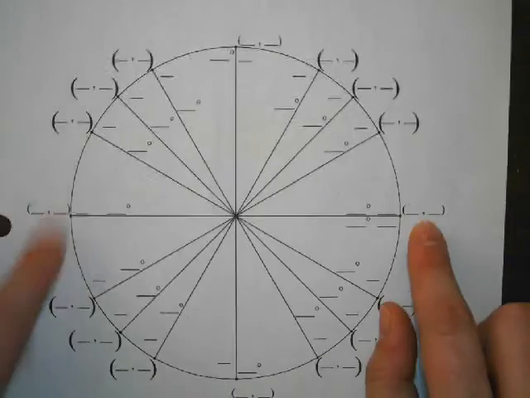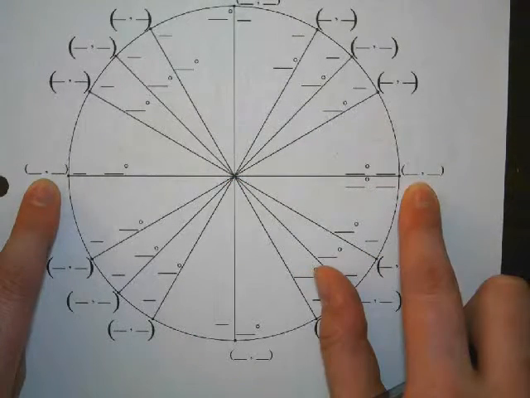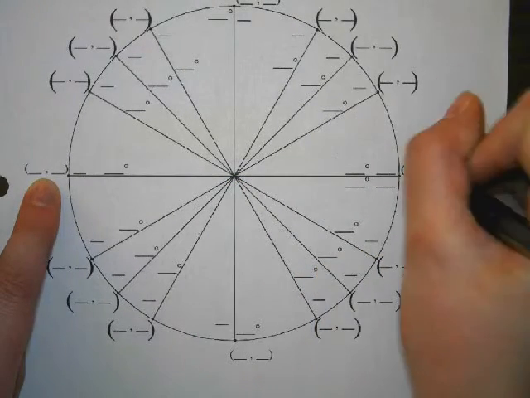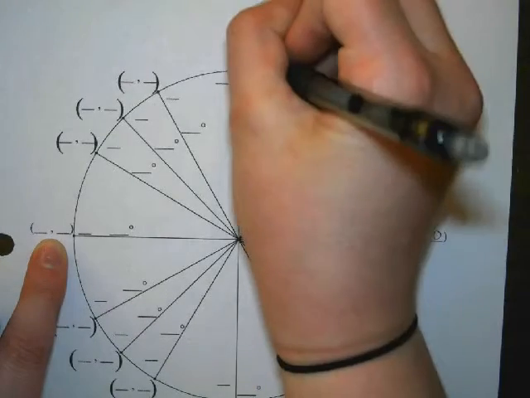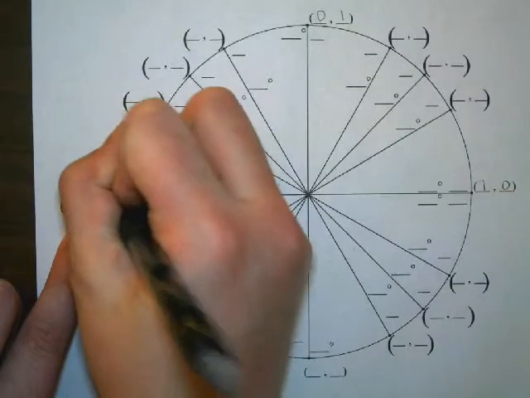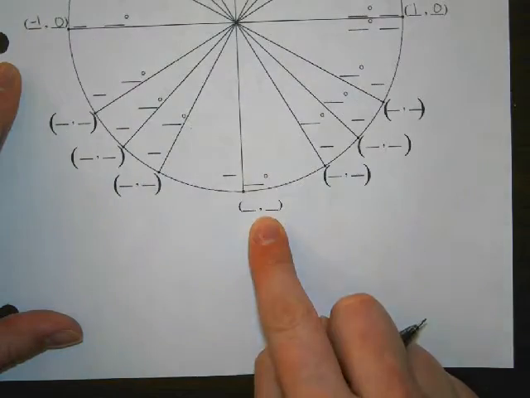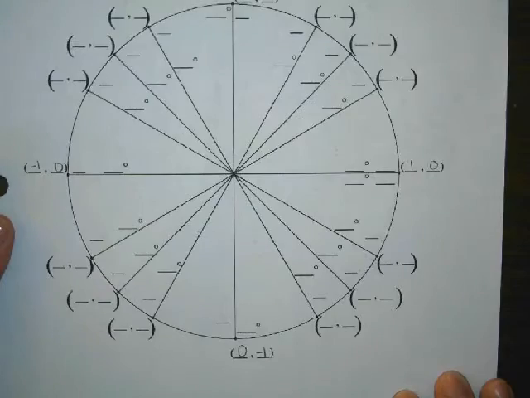So 0 and 1, we can do those first. So this one over here, the middle would be 0, 0. If we go over this way, what would this one be? 1, 0. Okay, what would this one be? 0, 1. How about this one? Negative 1, 0. How about this one down here? 0, negative 1.